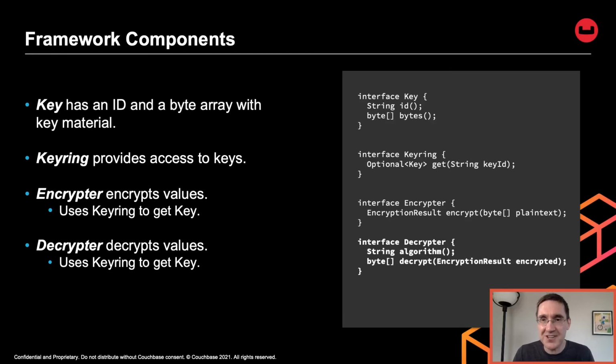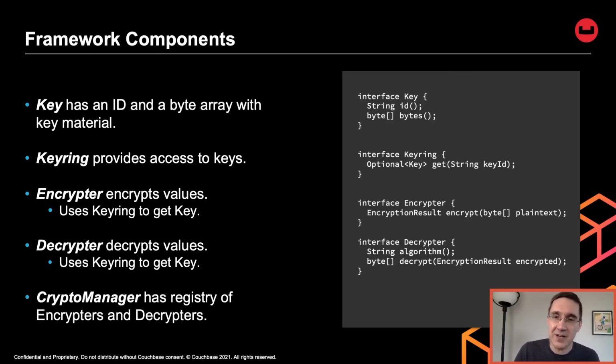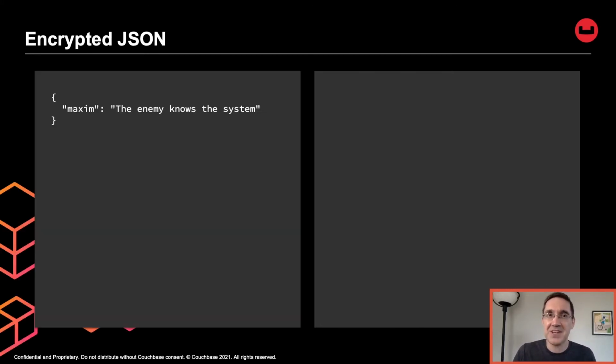and then perform the decryption operation. The interface also has this algorithm method. This is for registering the encryptor with the crypto manager. The crypto manager maintains a registry of encryptors and decryptors, and this is the main configuration point. We'll look at how to configure a crypto manager with encryptors and decryptors in just a moment. First, let's look at what the JSON looks like when you encrypt a field.